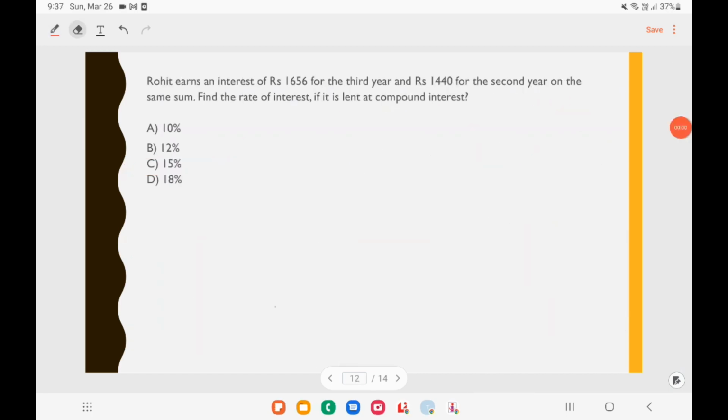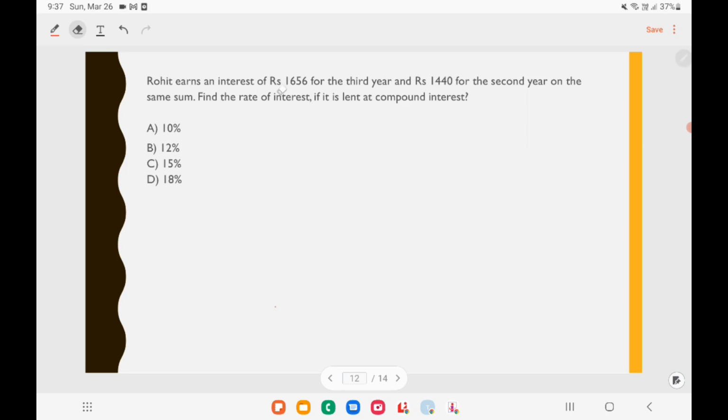Okay. So let us look into a different question. Actually, this is a very conceptual question. This is actually very deep into the concept. But if you know the concept, if I tell you what you need to do here, if you understand that very well, then it's very easy to solve this question. Okay. So let's read the question.